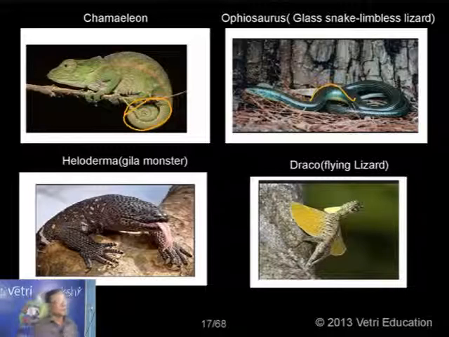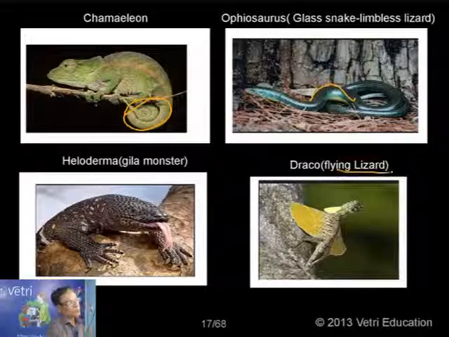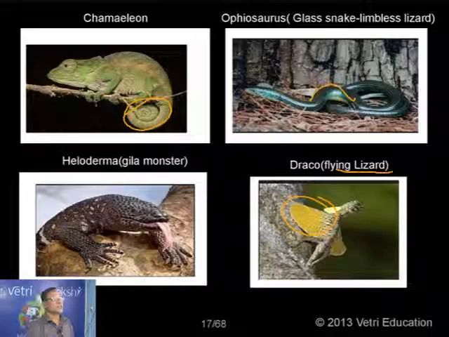And you see this is a flying lizard, Draco. You see the wing, a fold of skin which has been extended between the forelimb and the hind limb. That is called a patagium, as in the case of bat. So the animal can glide. Though it is called a flying lizard, it can glide from one tree to another for a long distance, unlike other lizards.